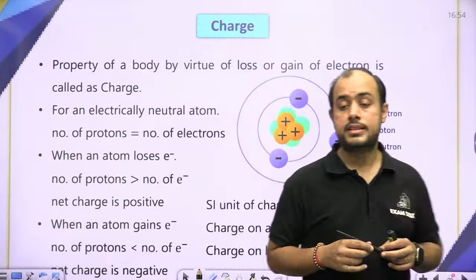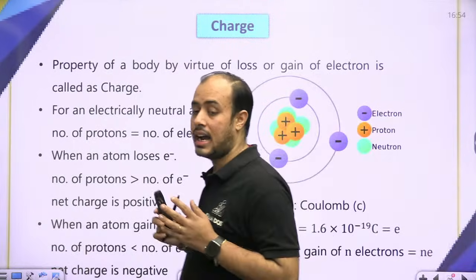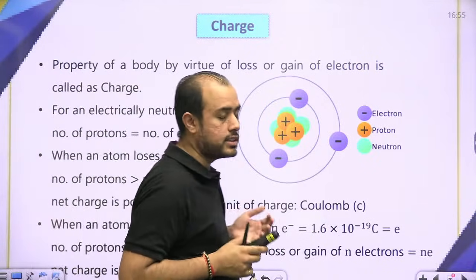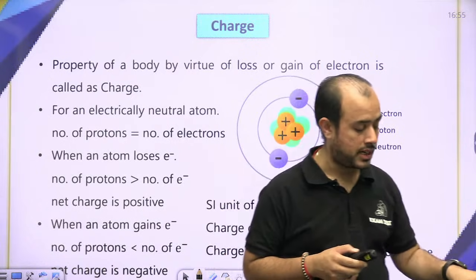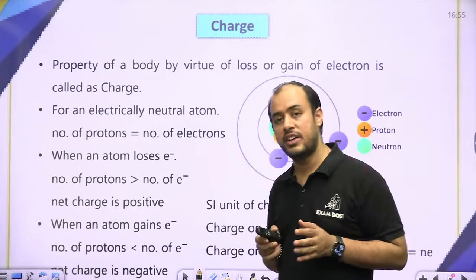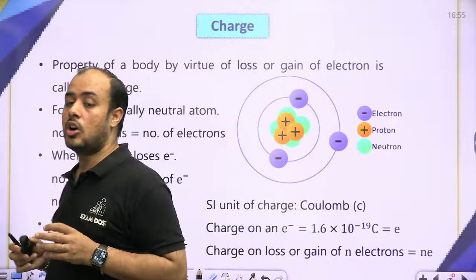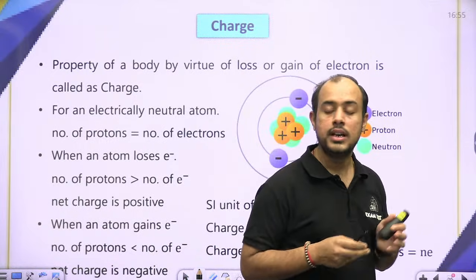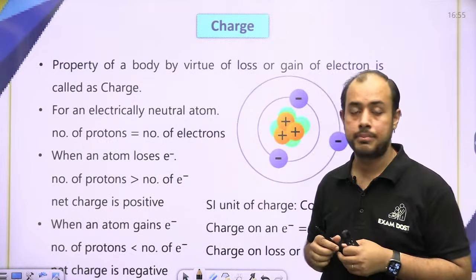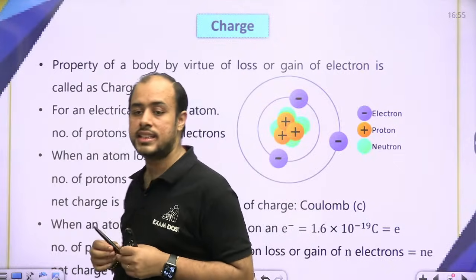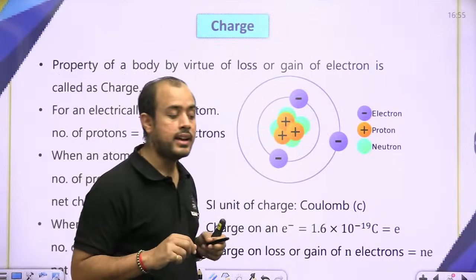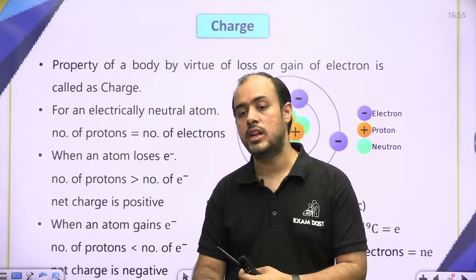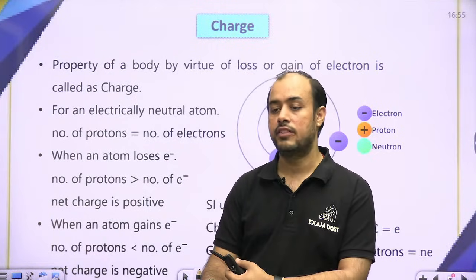So basically when we talk about an atom, it has a nucleus surrounded by electrons. Now inside the nucleus we have protons which are positively charged particles, and outside the nucleus we have electrons which are negatively charged. Now usually an atom is electrically neutral, which means the net charge is zero, protons are equal to electrons. So when an atom loses electrons, the protons will dominate. It is said to be positively charged. And when it gains electrons, then electrons will dominate. Then it is said to be negatively charged.